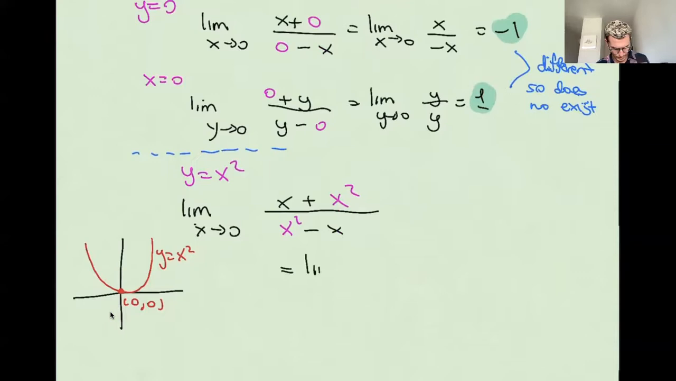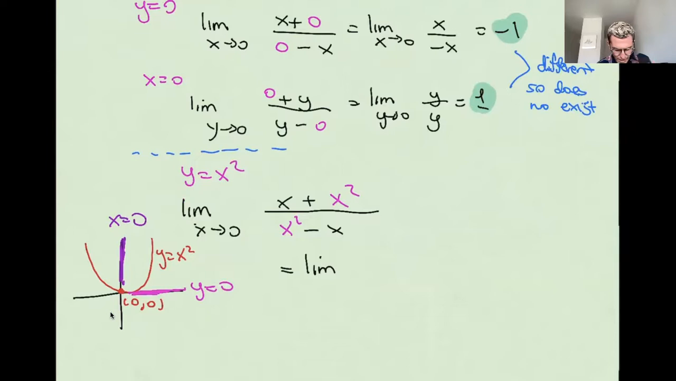Good. And so for example, the other two that we did before were y equals 0. So when y equals 0, you were moving along the x-axis. And when we did x equals 0, we were moving along the y-axis, if that makes any sense. Let's check it out.